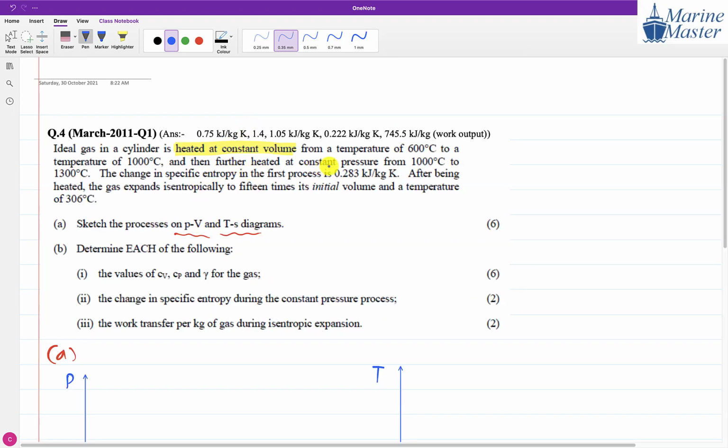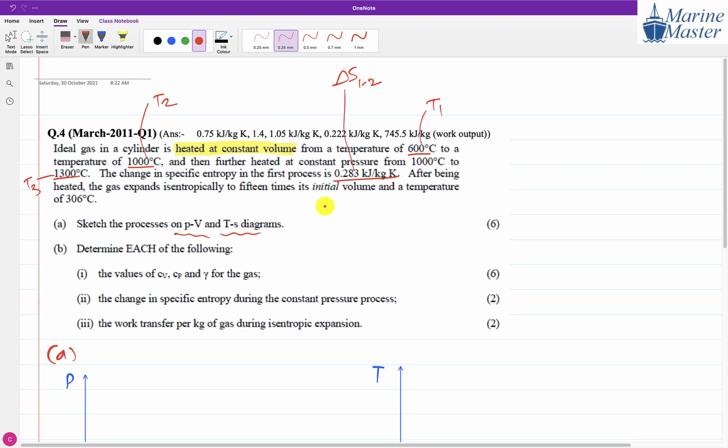Then it is further heated at a constant pressure from 1000 degrees Celsius to 1300 degrees Celsius. So this 600 is our T1, 1000 is T2, and 1300 is T3. The change in specific entropy in the first process, which is process 1 to 2, constant volume heat addition. So this is delta S 1 to 2.